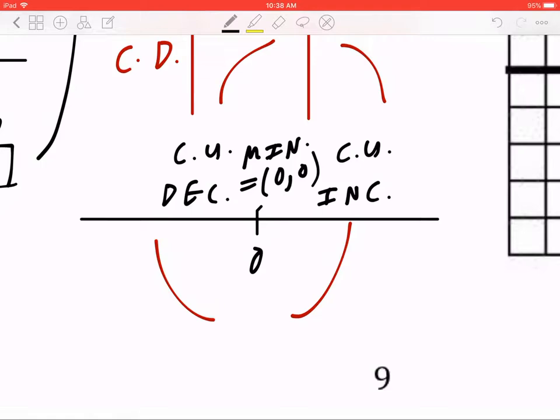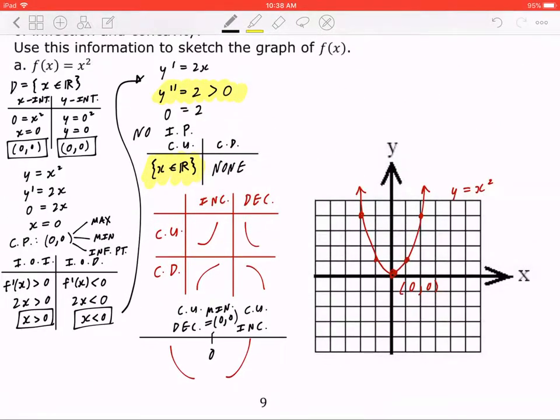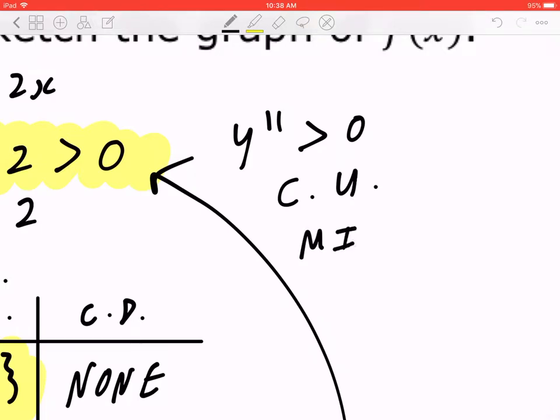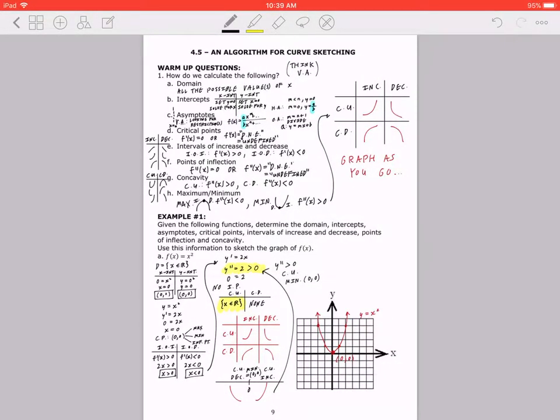In the second derivative test, if you go back to the top, the fact that y double prime is always going to be positive means the function is always concave up, which means the minimum is going to be located at 0, 0. So there you have it. Example 1a, y equal to x squared.